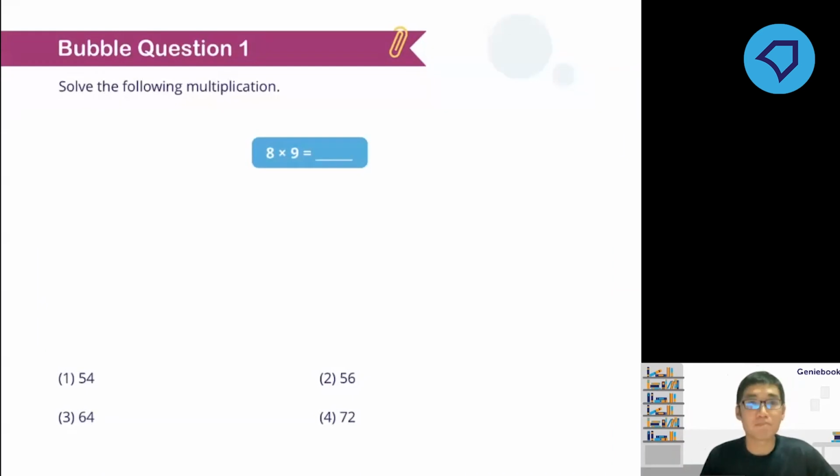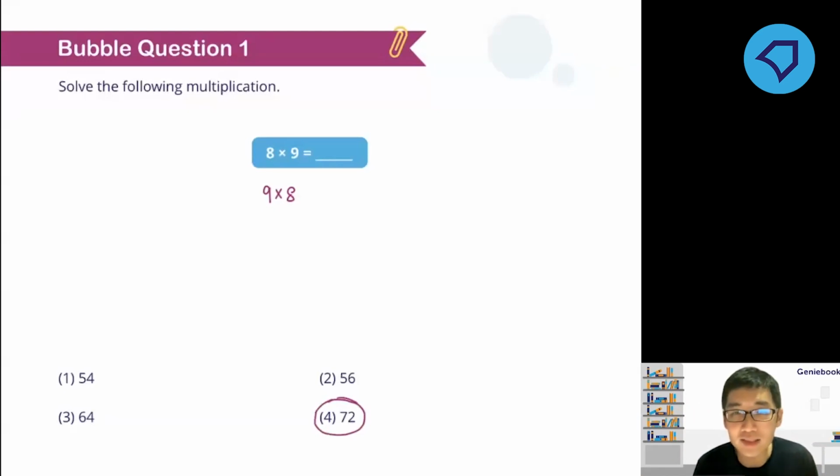Okay, so 8 multiplied by 9 is the same as 9 multiplied by 8. All right, so if you are confident in your multiplication table of 9, you can actually get the answer. The answer is 72. 9 multiplied by 8 is 72.